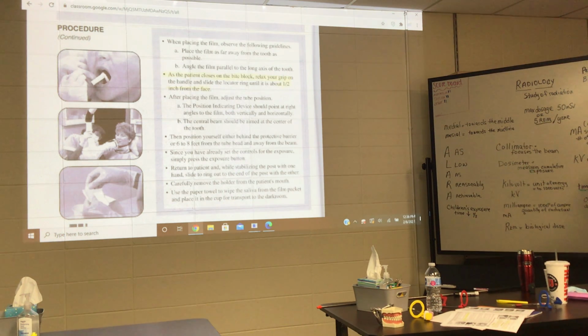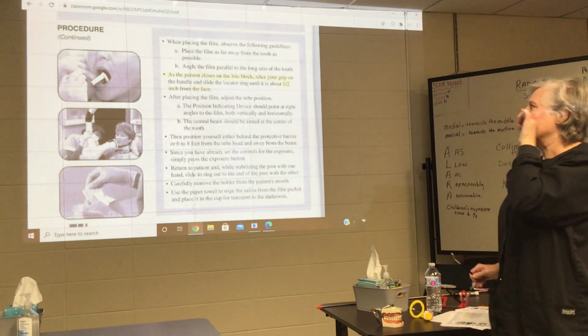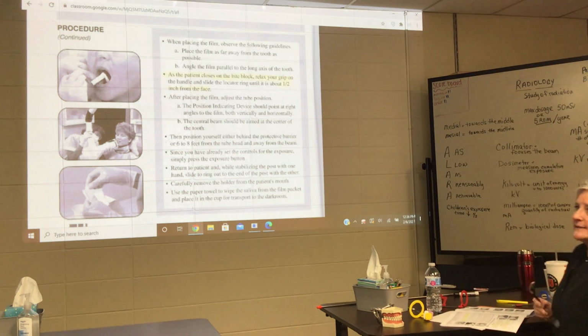So the ring is half an inch from the face. So when we're back there and I say half an inch from the face, you're gonna say, what? Huh? And I'm gonna say, put the ring half an inch from the face. So you want it to be pretty close. You can see in the second picture that she's got it pretty close to the face.